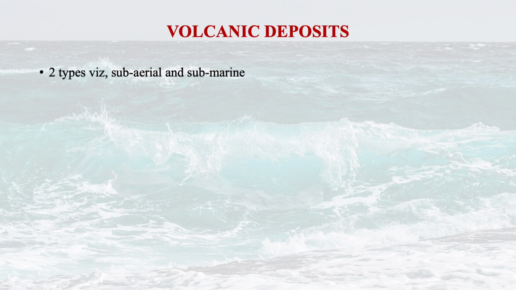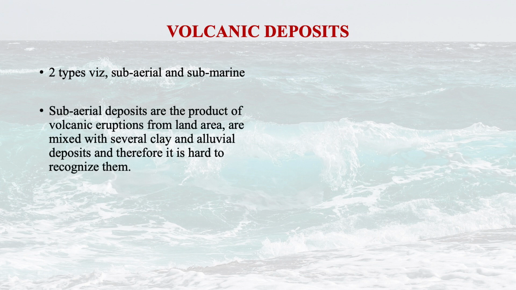Volcanic deposits are of two types. One is subaerial and the other one is submarine. Subaerial deposits are the product of volcanic eruptions from the land area, and they are mixed with several clay and alluvial deposits, and therefore it is hard to recognize them. They are brought from the land area by various agents of erosion like wind, river, etc., and deposited in the oceanic area.